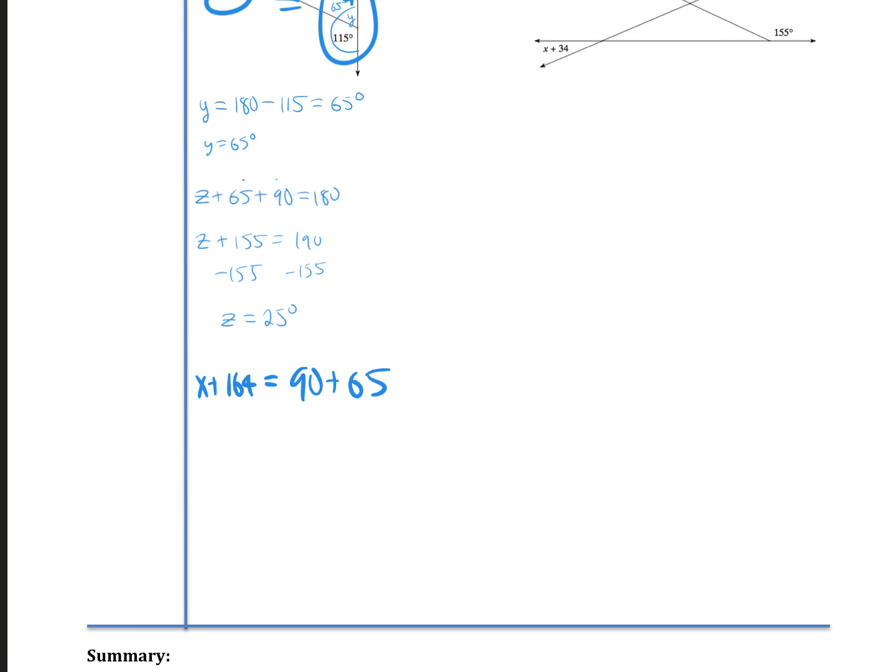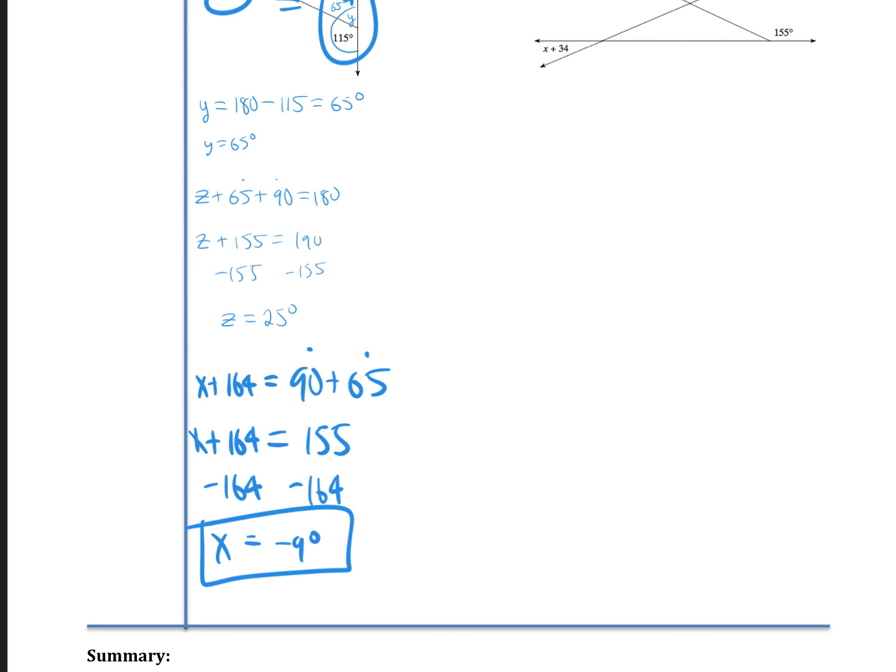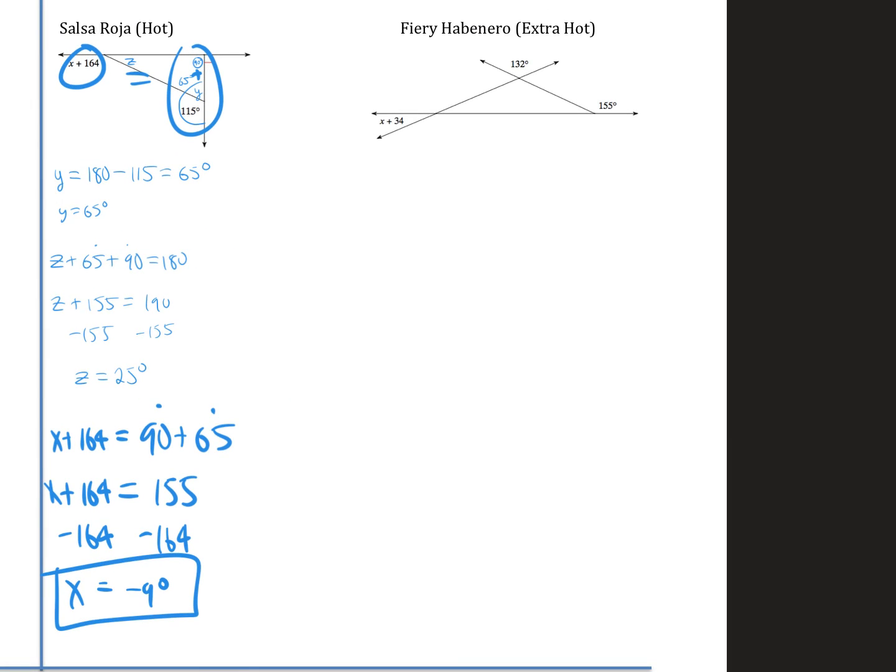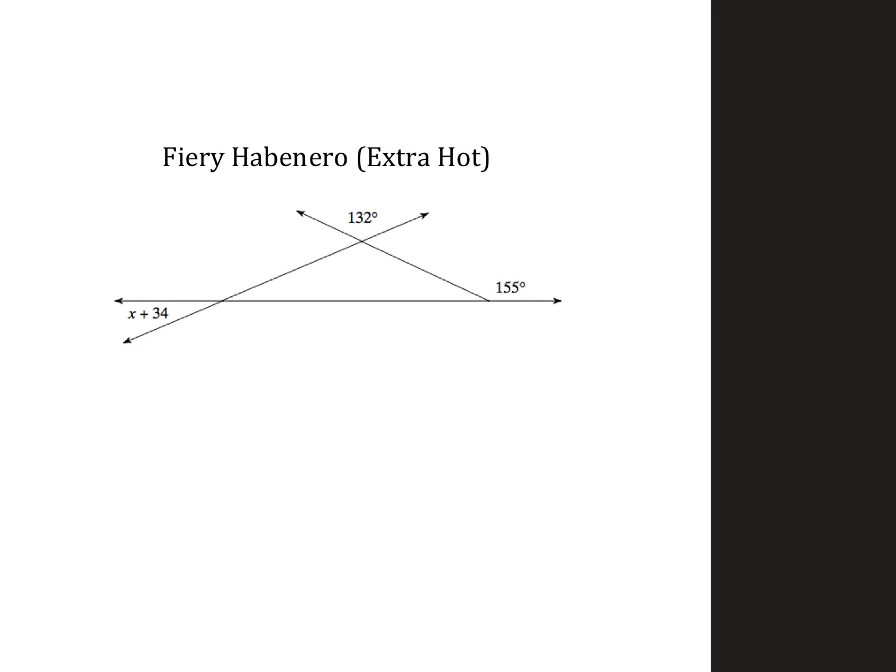Oops, actually no, we're going to combine like terms first. Combine like terms, we get x plus 164 equals 155. Subtract 164. X equals negative 9 degrees. All right, these last two I should have mentioned are pretty hard, so don't worry if you didn't get these ones, okay? All right, let's do the last one here, just for fun.